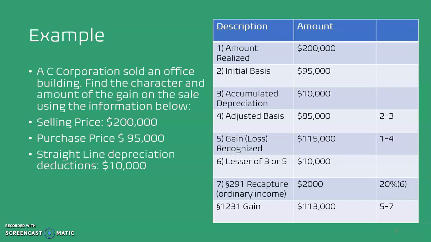Now we find our Section 1231 gain. We subtract the Section 291 recapture of $2,000 from the recognized gain of $115,000 to get our final total of $113,000.